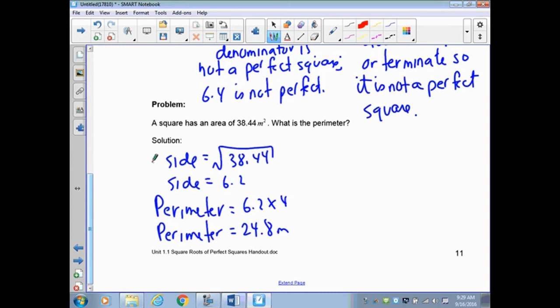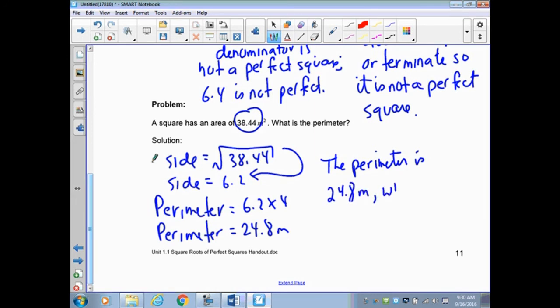Now the question I have for you is, is 38.44 a perfect square? Well, if you take a look at what we did here, we found the square root of 38.44, and that was 6.2. 6.2 terminates, so this is a perfect square. All right, so the perimeter is 24.8 meters. I should say the perfect square is not the 24.8, it's the 38.44. 38.44 is the perfect square. Okay?